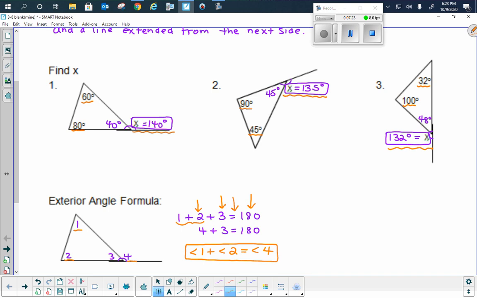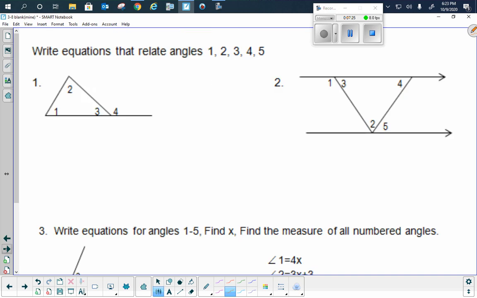Okay, all right, so let's say write equations that relate angles 1, 2, 3, 4, 5. So again, no specific numbers in here. We're just going to use angles. Okay, 1, 2, 3, 4 in the first one.